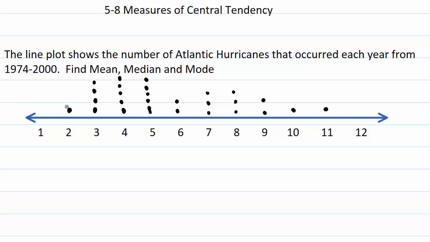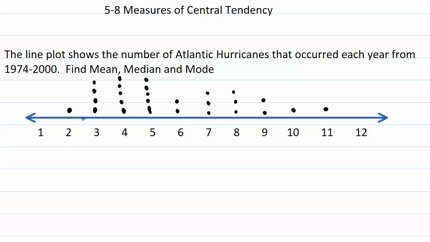Each dot represents a year, 1974, 1975, 76, 77, and so on. And every year, this year particularly, there were 2 hurricanes. This year there were 11. This year there were 5. This year there were 7. This year there were 3. This year there were 3, and so on. Alright, so each dot represents a year, and that year's dot got placed based on however many hurricanes they had that year.